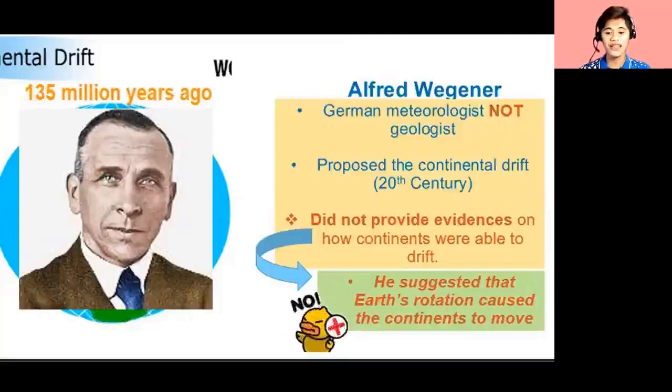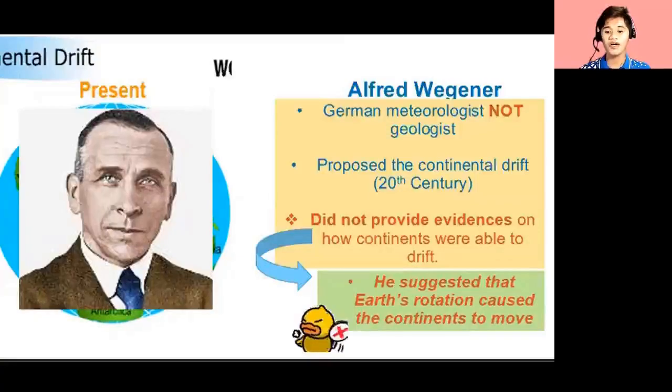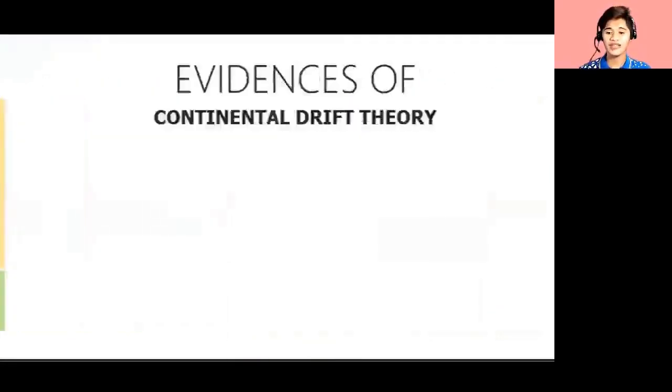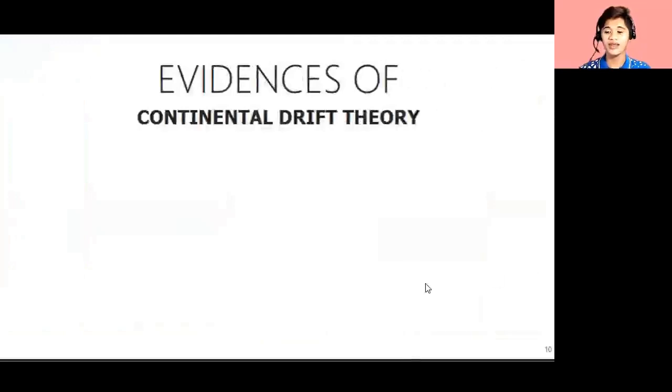One of the elements lacking in the theory was the mechanism for how it works. Why did the continents drift and what patterns did they follow? Wegener suggested that perhaps the rotation of the Earth caused the continents to shift towards and apart from each other, but it is actually not the case. It doesn't show.